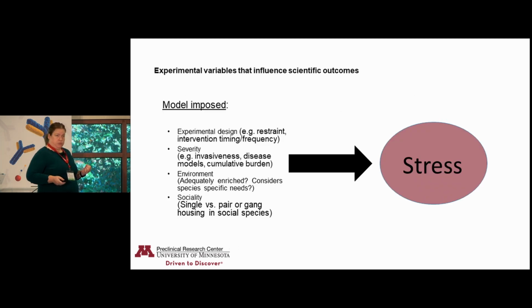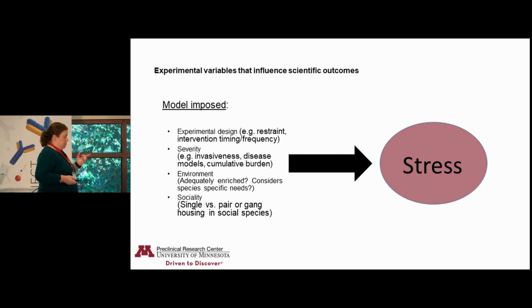And then something that we focus on a lot at PCRC is our model-imposed variables, all of which can lead to increased stress in the animal, which will then, of course, affect all of your outcome measures. So these can include your experimental design, which might include restraint of the animal, the timing of any interventions you have, and the frequency of interventions or blood draws. The severity, is it a very severe disease model? Is it an invasive, surgical model? Is there a large cumulative burden just because there are a lot of sampling time points?